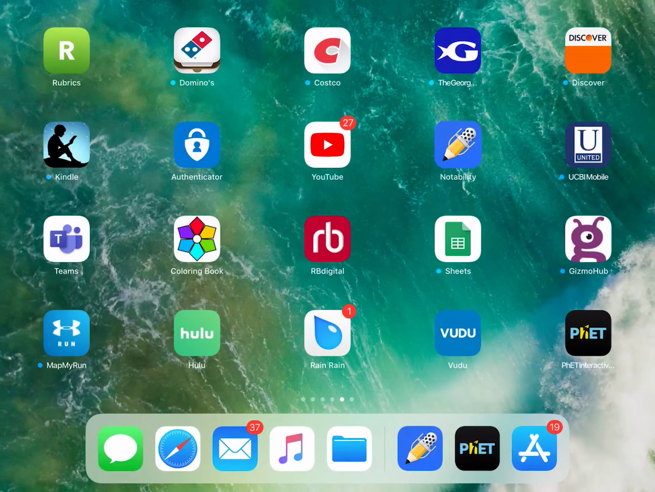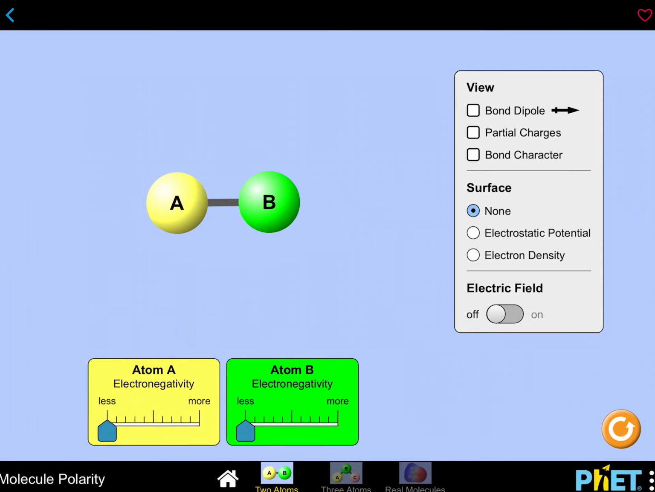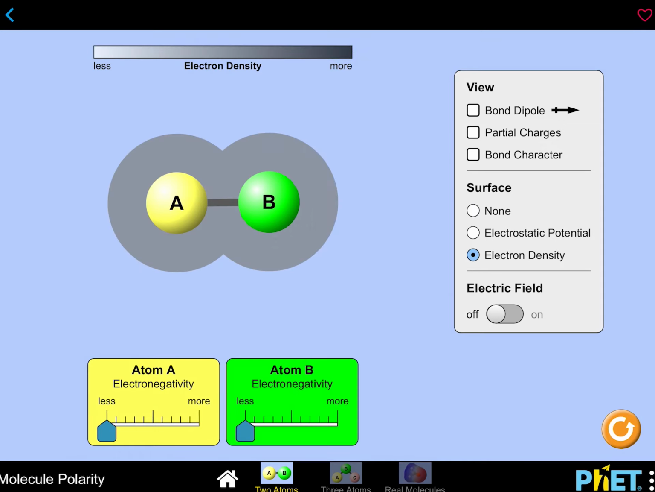So I'm going to bring up a program, this one right here. So just going to look at this real quick. This is a fun program that we can play with to look at how electrostatic potential energy is affected by change in electronegativity. So if we have two atoms that are the same electronegativity, then there's going to be no difference in the electron density, right? The electron density is going to be more or less even throughout.